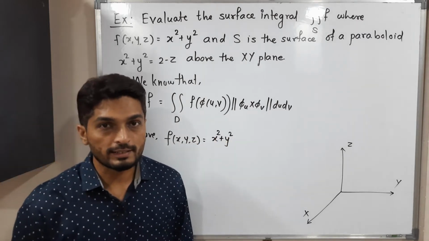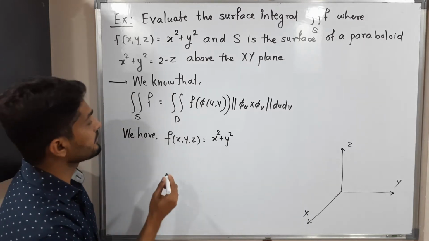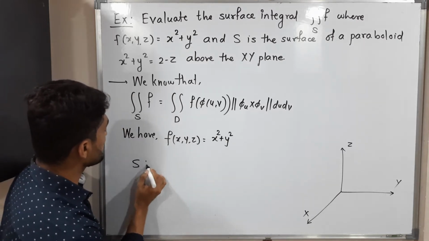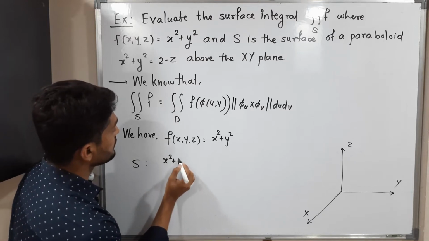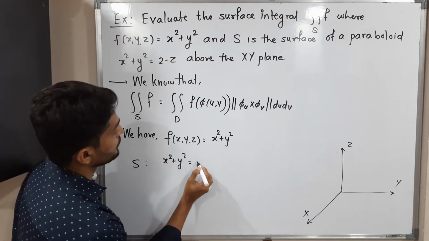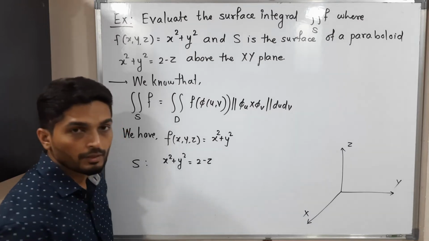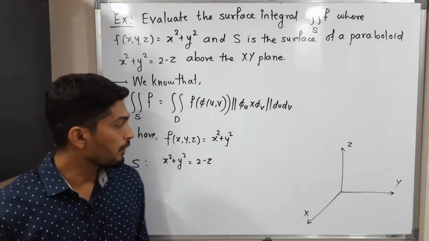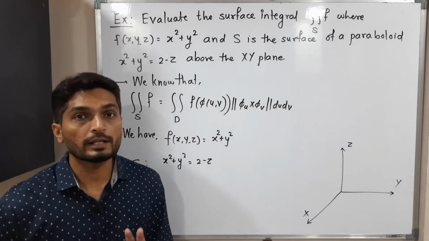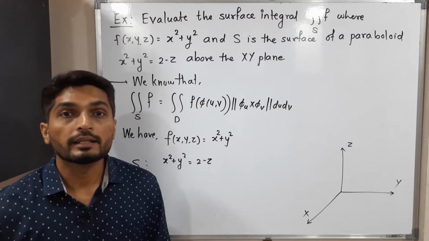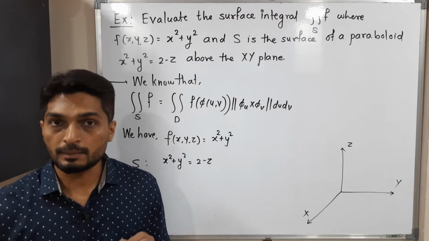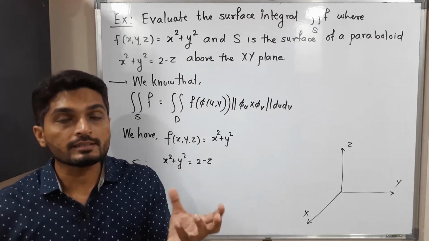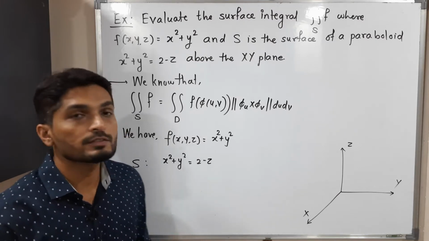Let us talk about the surface now. S is the surface. Its equation is x square plus y square is equal to 2 minus z. As you can see here, the power of z is 1 and the power of x and y is 2. That means it represents a paraboloid, and it rotates around the z axis since the power of z is 1.